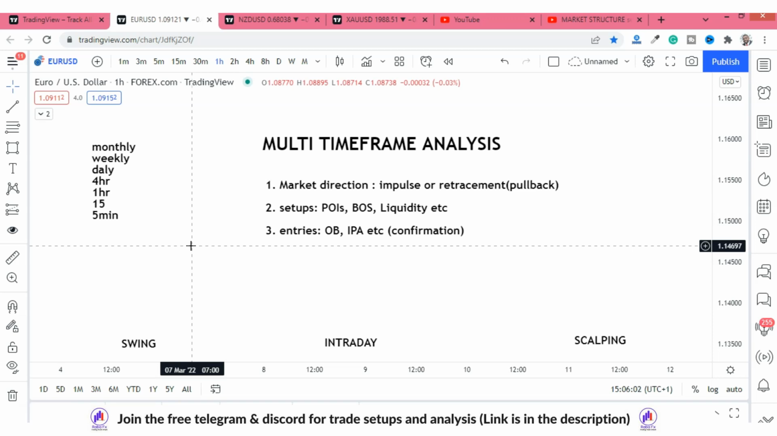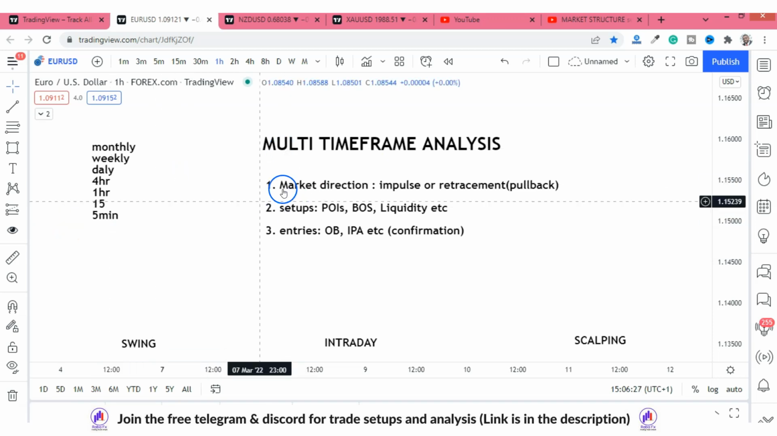If I see a setup on the 1 hour, I can decide to trade that on the 1 hour. But maybe because I'm looking for a better risk to reward and a lesser stop loss, while the target is still the same, I can go to a lower time frame to refine that entry and get a very good risk to reward. That's what you need to be doing in your multi-time frame analysis, so you will not be confused.